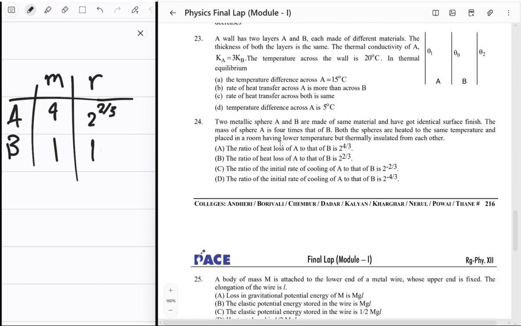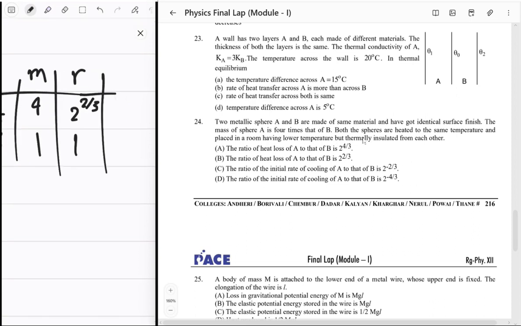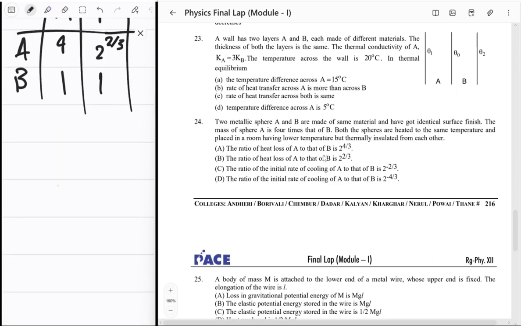That's the ratio, of course. They are solid metallic spheres, not hollow. Both spheres are heated to the same temperature and placed in a room having lower temperature, but thermally insulated from each other. The ratio of heat loss of A to that of B is... the T to the power 4 minus T naught to the power 4 factor is the same for both.